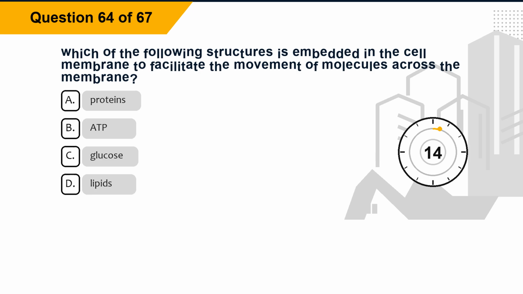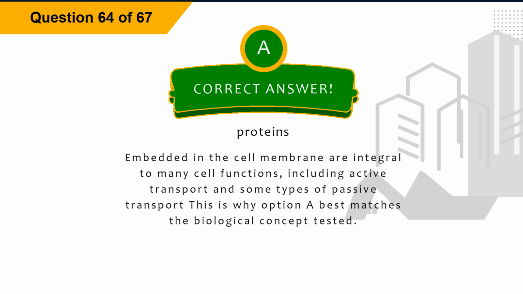Question 64. Which of the following structures is embedded in the cell membrane to facilitate the movement of molecules across the membrane? Option A. Proteins. Option B. ATP. Option C. Glucose. Option D. Lipids. The correct answer is option A. Proteins. Explanation. Proteins embedded in the cell membrane are integral to many cell functions, including active transport and some types of passive transport. This is why option A best matches the biological concept tested.